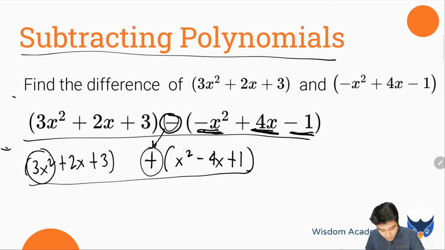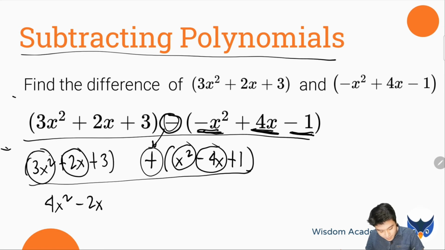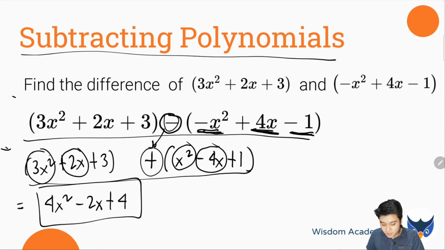So, si 3x squared yung mga x squared, pagsasamahin ko, you would get 4x squared. Yung mga x's, pagsasamahin ko, you would get 2x minus 4x, that would be negative 2x. And then plus 3, and then plus 1, you get 4. So, ganun lang, no? Ang dali lang mag-simplify, mag-add and subtract ng polynomials, di ba?